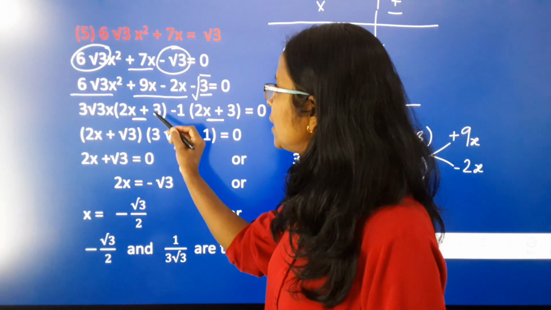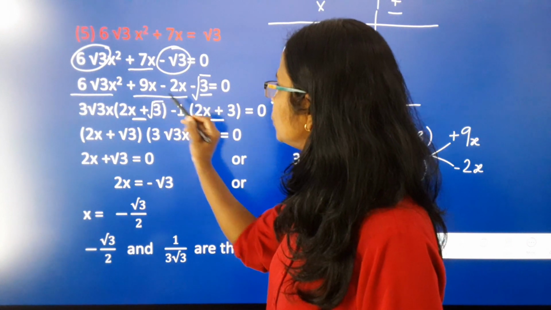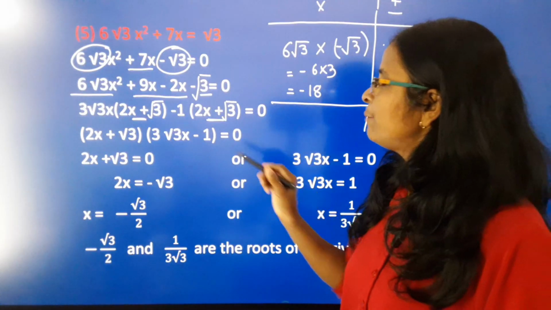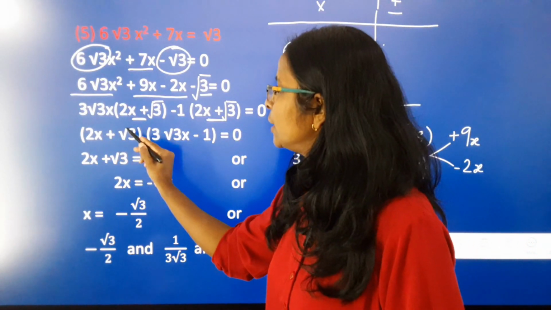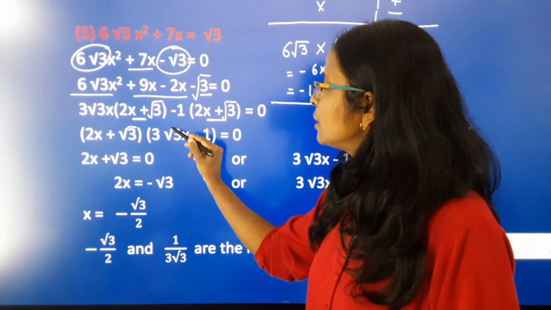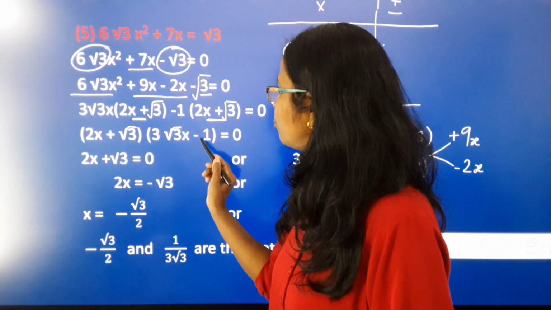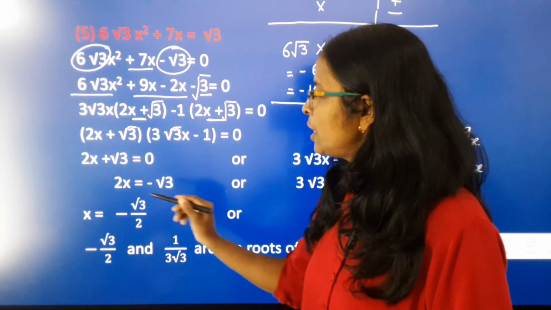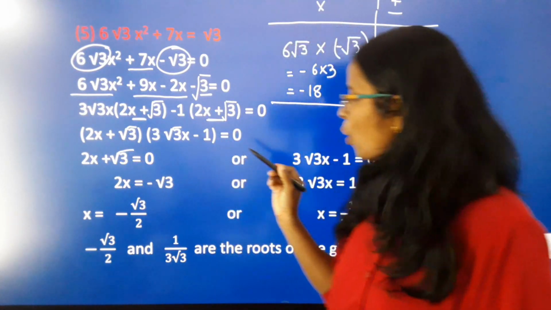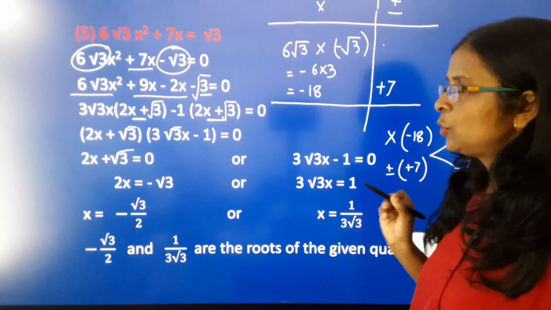So write down here, here we say root 3. Here also root 3. Okay, 2x plus root 3. So here we say that 2x plus root 3 is common. And in the remaining terms, in the second bracket, that will be 3 root 3x minus 1, which is equal to 0. So now here we say the first bracket 2x plus root 3 is equal to 0, or the second bracket 3 root 3 x minus 1 is equal to 0, students.